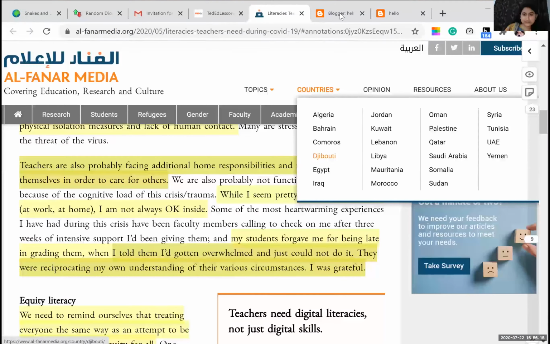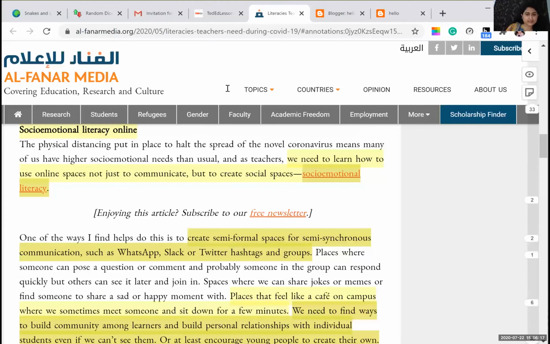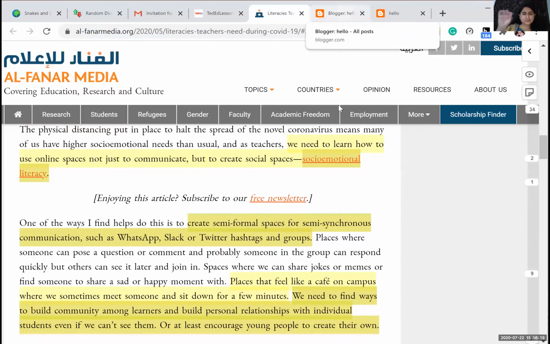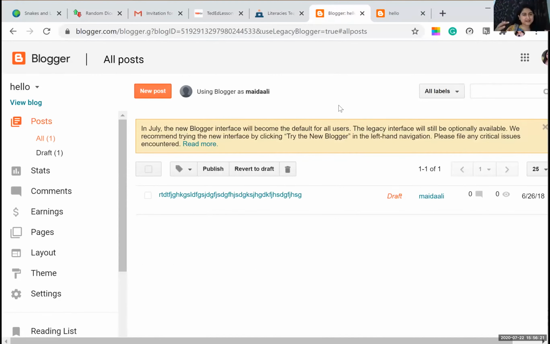The last thing before I end this session is Blogger. I'm sorry about the gibberish. I made it in a hurry. I do use Blogger, but the computer I work on is a bit different.